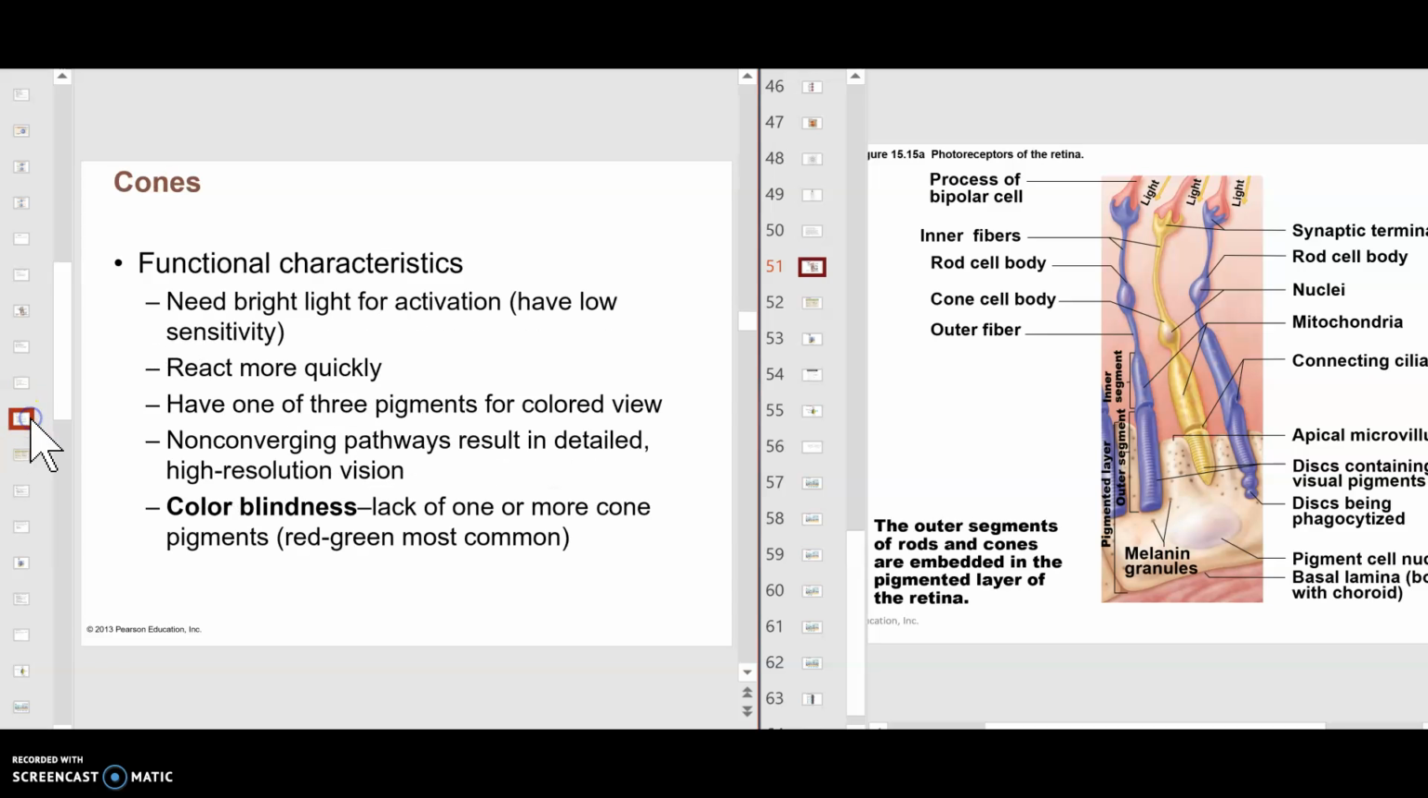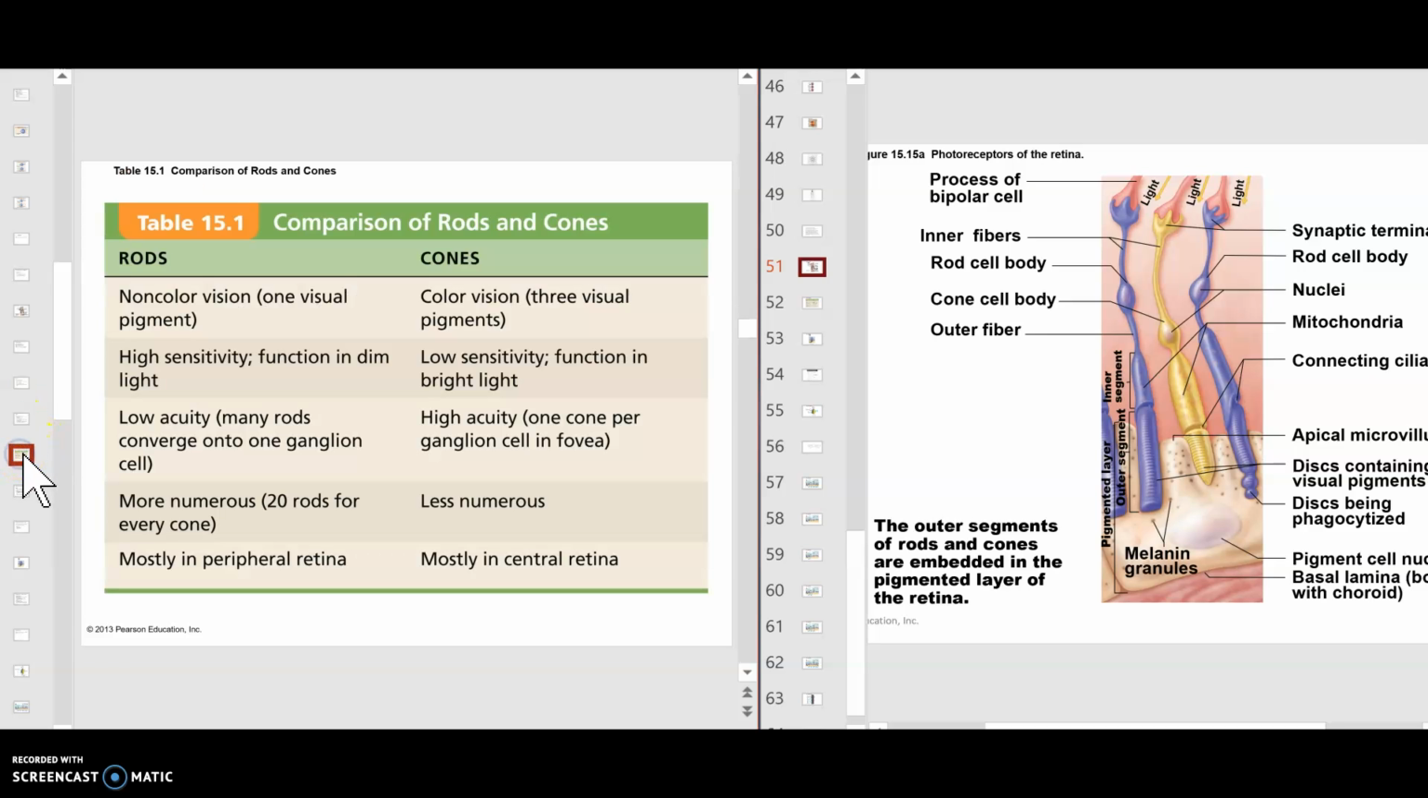So we go further. Here's a comparison of the rods and cones. The rods are non-color vision. They only have one type of pigment, high sensitivity, function in dim light, very low acuity, meaning sharpness of vision, because of how they go into a convergent pattern. They are more numerous, and mostly in the peripheral retina.